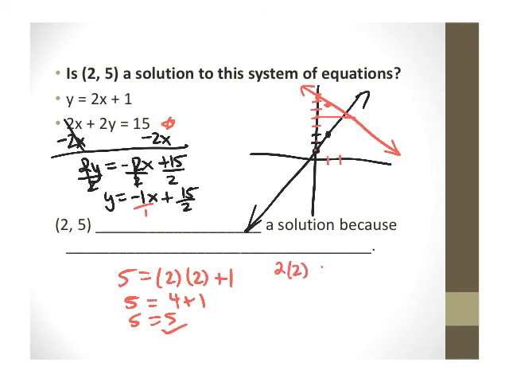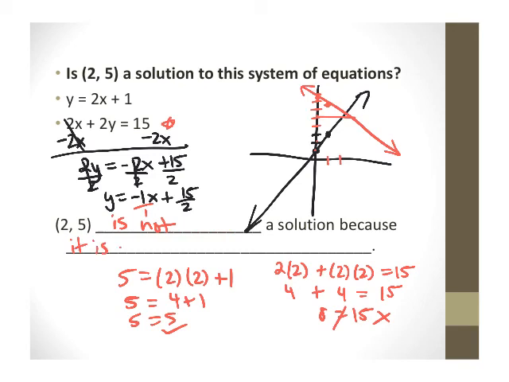2 times 2 plus 2 times 2 equals 15. That's 4 plus 4. That is not equal to 15 because that's 8 equals 15. So that doesn't work. So 2, 5 is not a solution because it is not a solution for 2x plus 2y equals 15. Or you could look at the graph and say, nah, that's not it. It's a little far out there. Okay? So that's basically the set of notes.